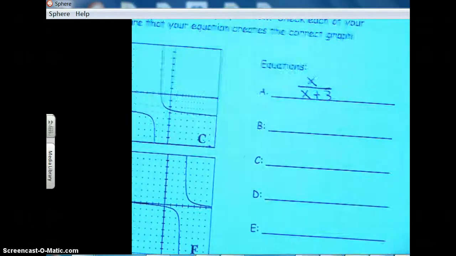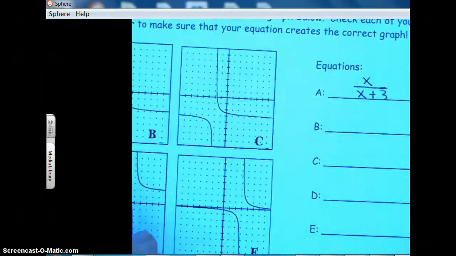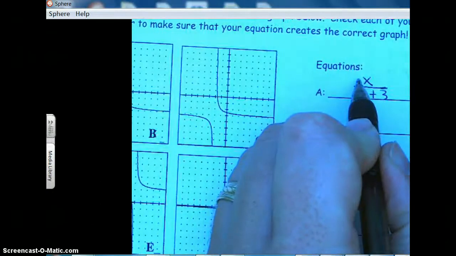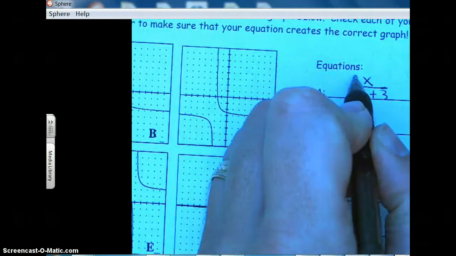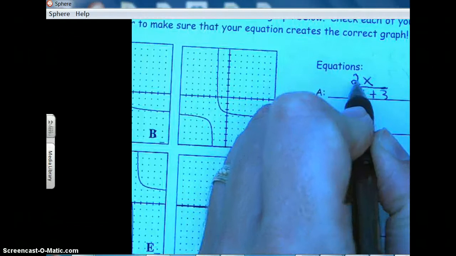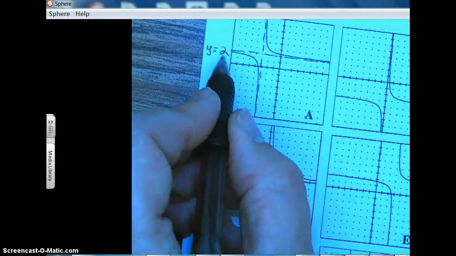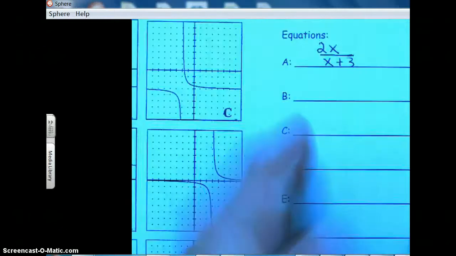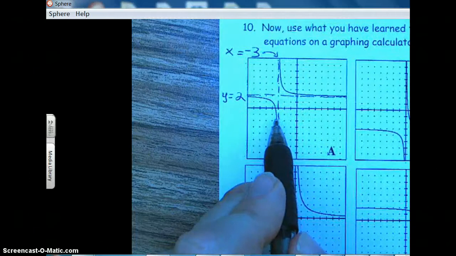1, 1. Okay, so how do we get the 2? Well, remember, it's going to be A over B. So it's going to be 2 over 1. And 2 divided by 1 is 2. So this equation right here is going to give us this graph right here.